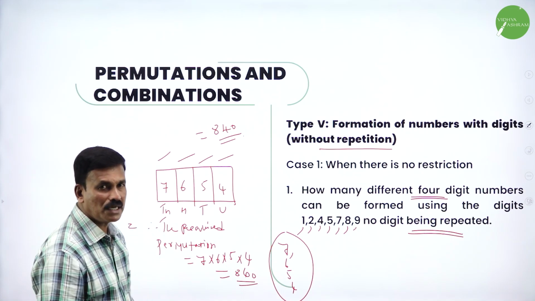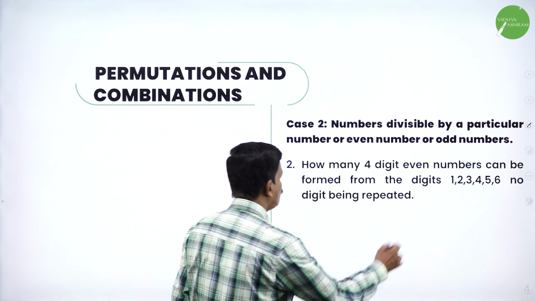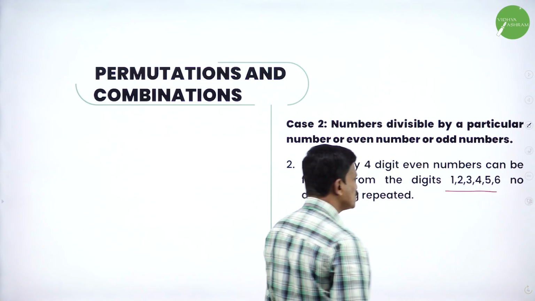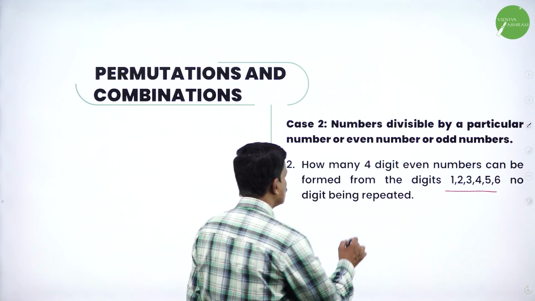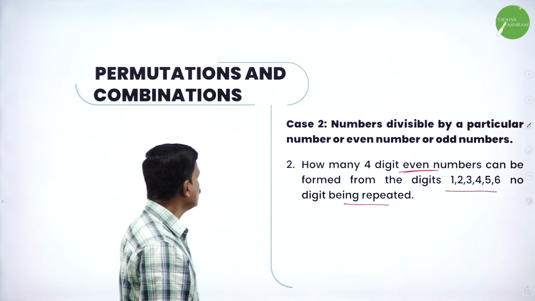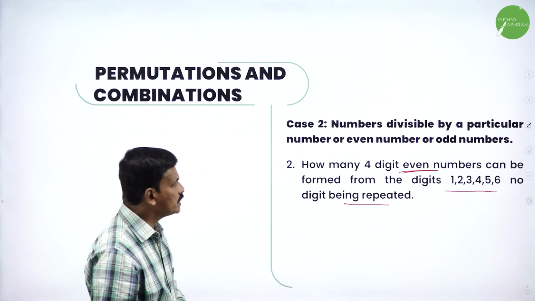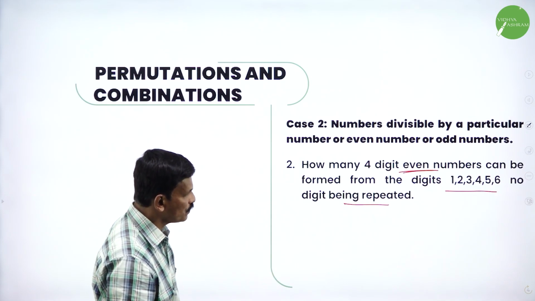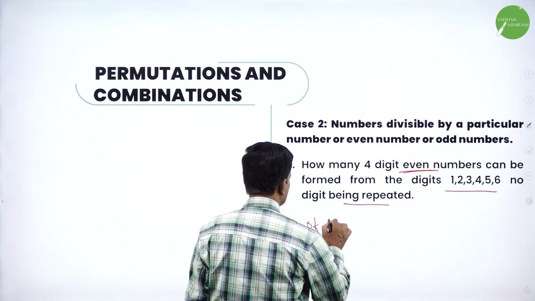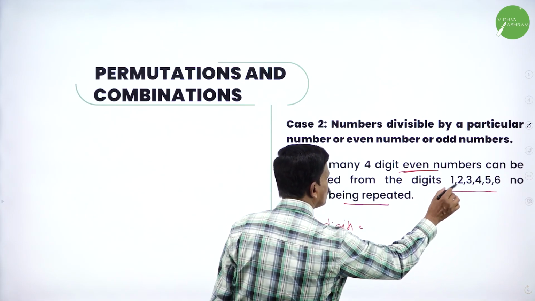Now let us take a similar type of problem. Suppose problem number 2. How many 4-digit numbers can be formed with 1, 2, 3, 4, 5, 6, no digit being repeated? Here the condition is an even number. How many 4-digit even numbers can be formed from the digits 1, 2, 3, 4, 5 and 6? How many digits are there? 1, 2, 3, 4, 5 and 6.